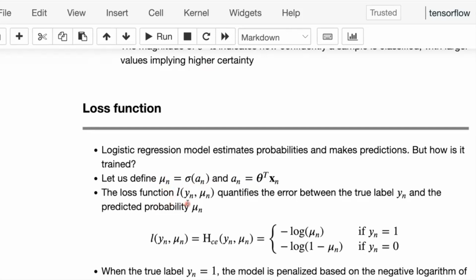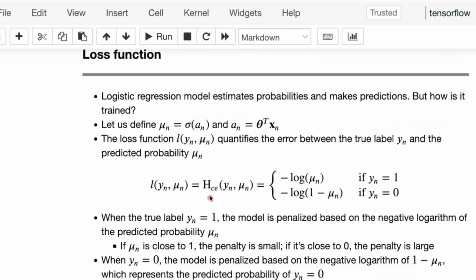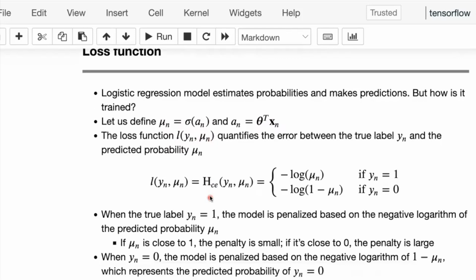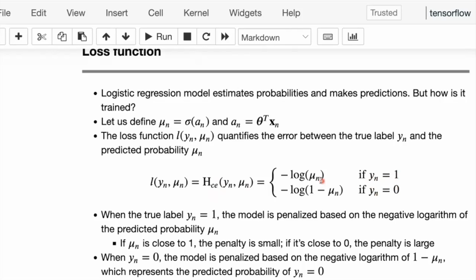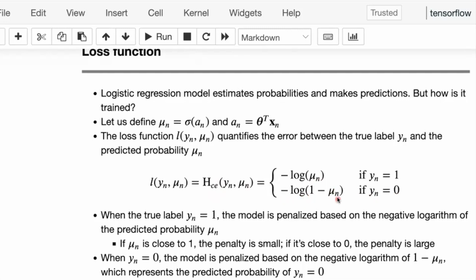So the loss function, the way it works, it accepts two things. The label, which is either 0 or 1, and this probability. But how do we quantify the error here? We use something called the cross-entropy loss function. And this depends on whether y_n is 1 or 0. Let's say y_n equals 1, then the form of this loss function is negative log of mu_n. And if y_n equals 0, the form of this is negative log of 1 minus mu_n.